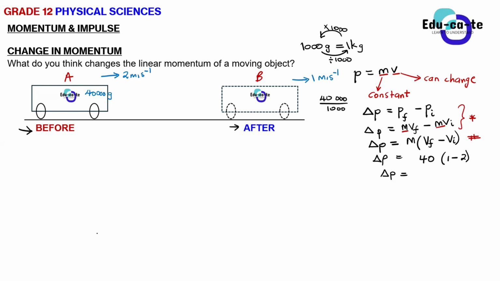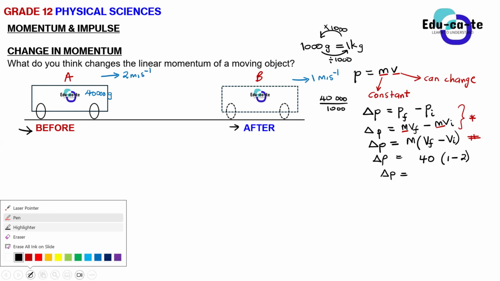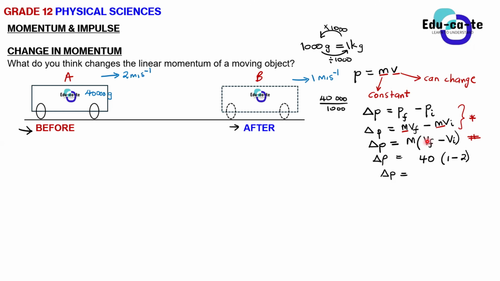Now the final velocity that we have substituted here is VF. Don't forget, guys, velocity is still a vector quantity, so the sign is still important even when it comes to this formula. The final velocity is 1 meter per second. Towards which direction? The west.